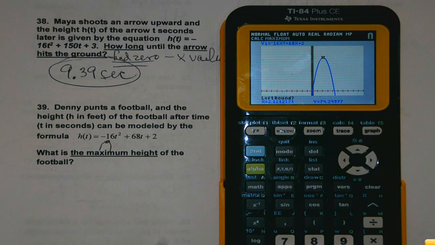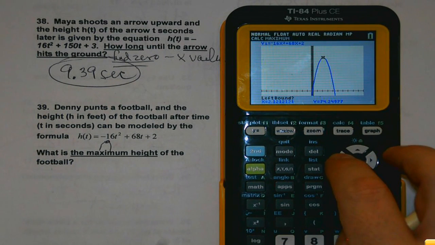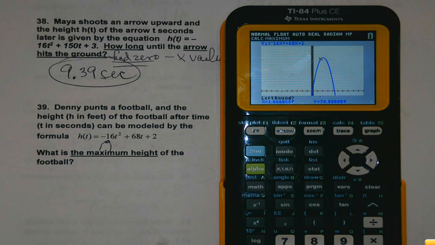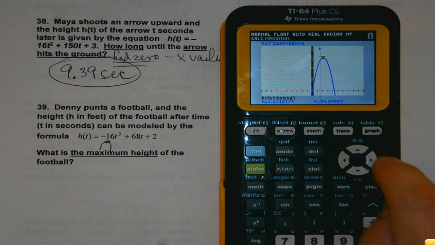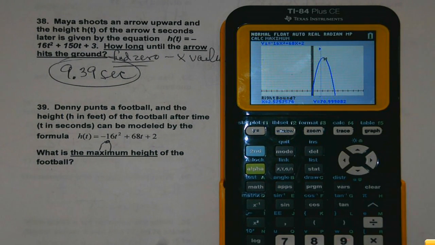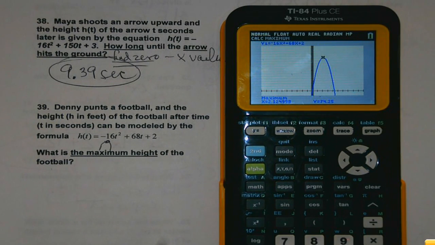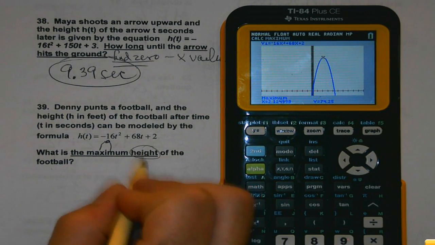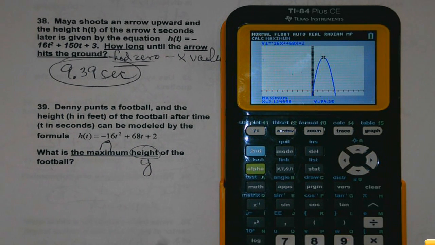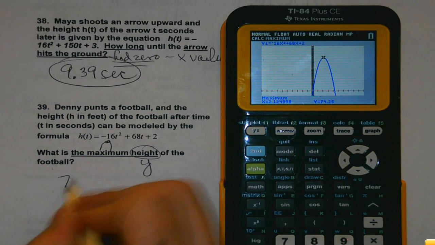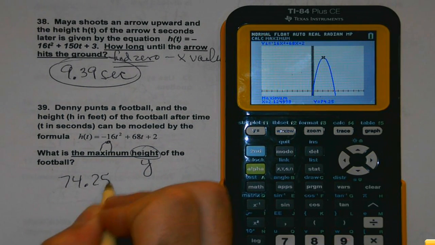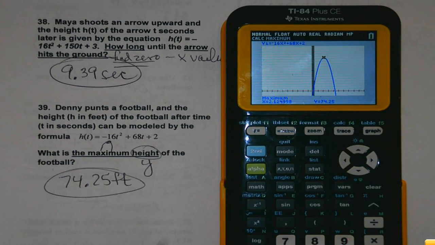To the top we go. 1, 2, 3 to the left. Enter. 1, 2, 3, 4, 5, 6 to the right. Enter. Trapped in my max. Okay. Height is the y value. So 74.25 feet would be the maximum height.